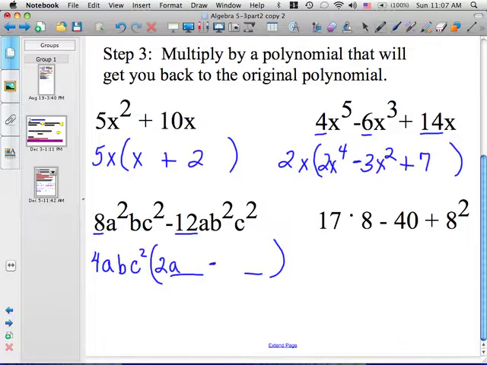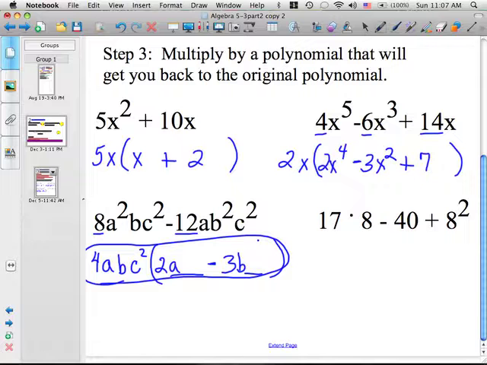The third example, the greatest common factor of 8 and 12 is 4. They both have a's, and the smallest power is a to the first. They both have b's, smallest power is b, and c to the second. There are 2 terms, so we have to have 2 terms here. To get back to 8, we need to multiply by 2. Get back to a squared, we need an a. The b's already here, and the c squared's already there.